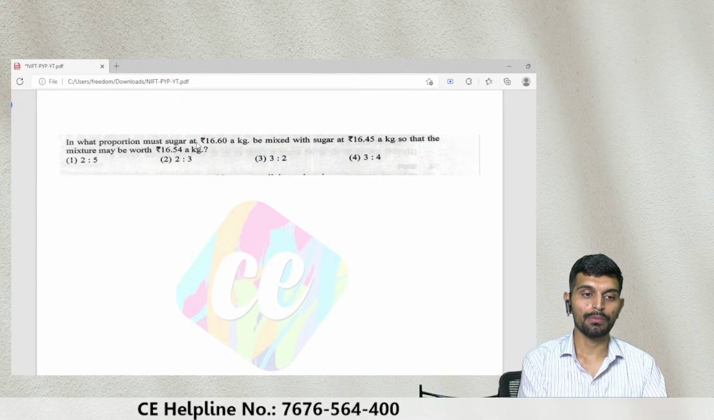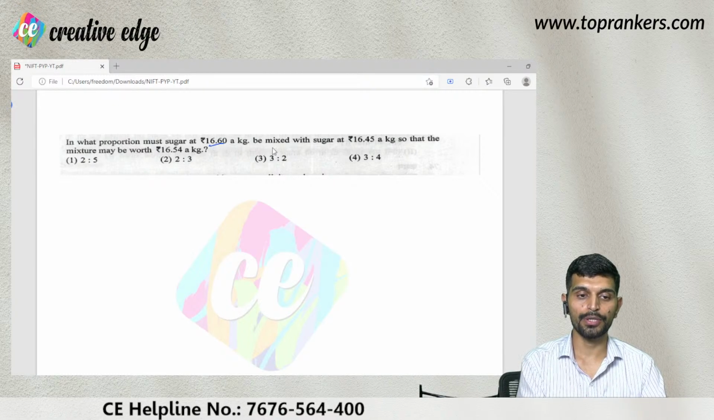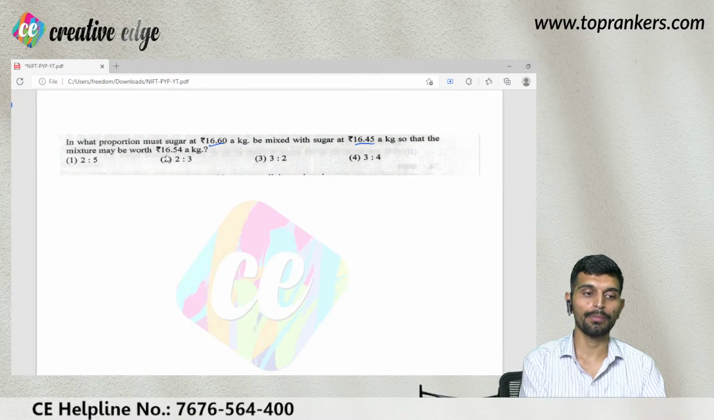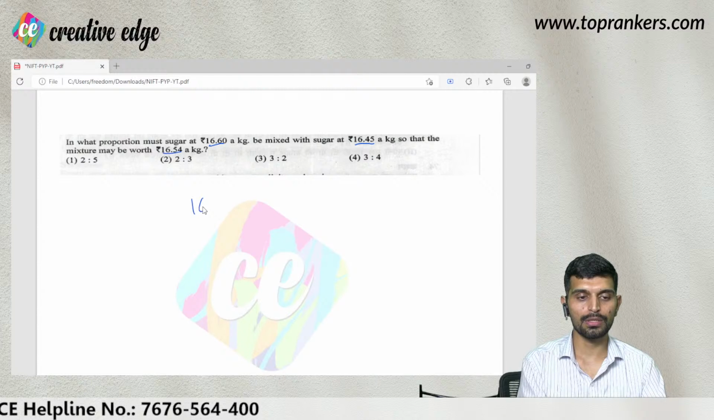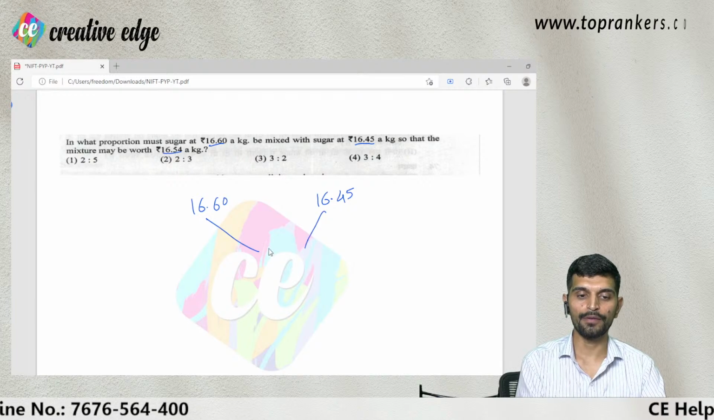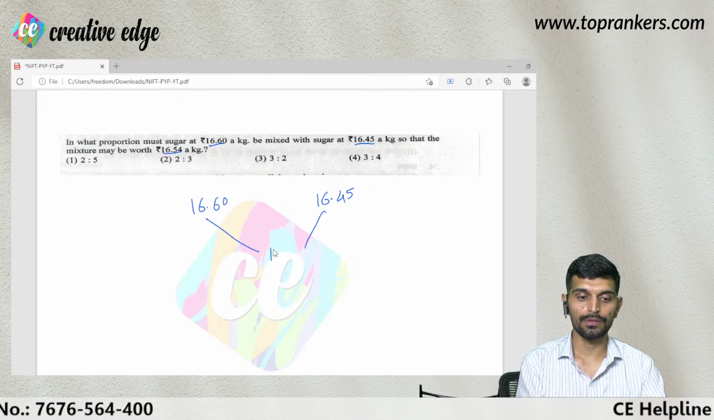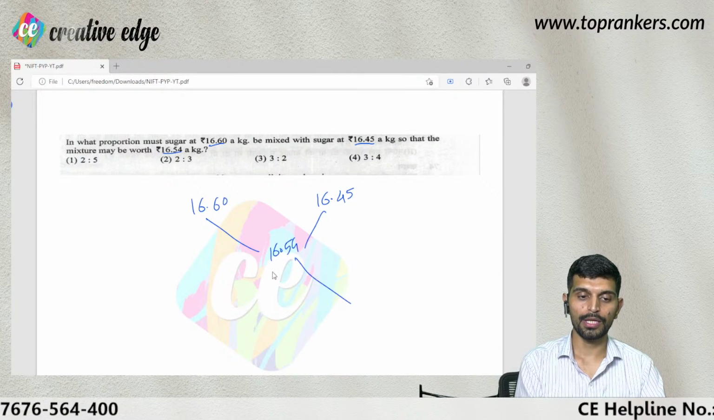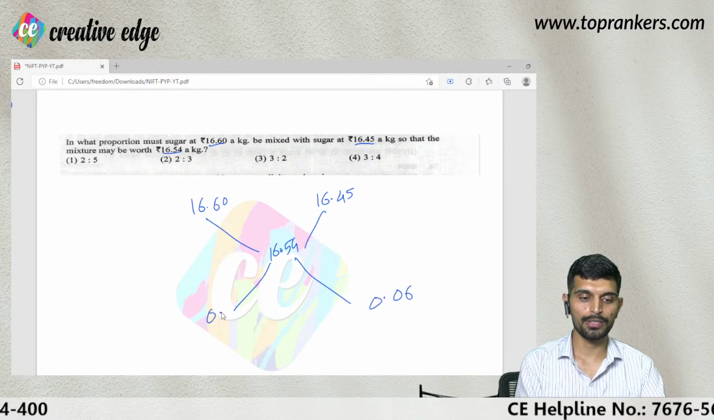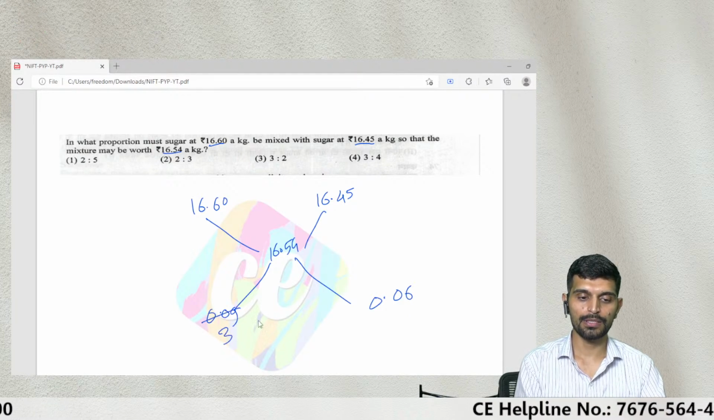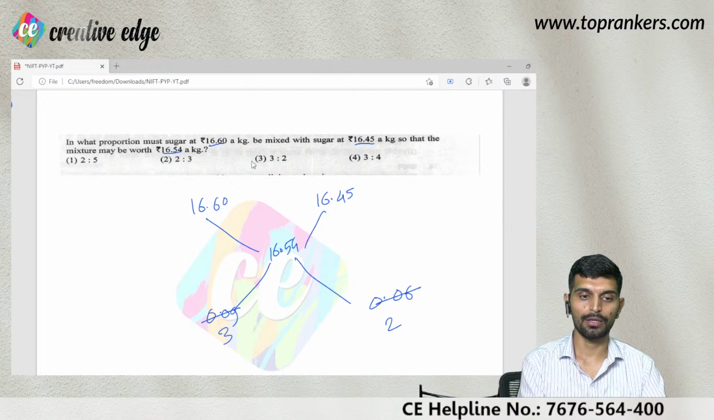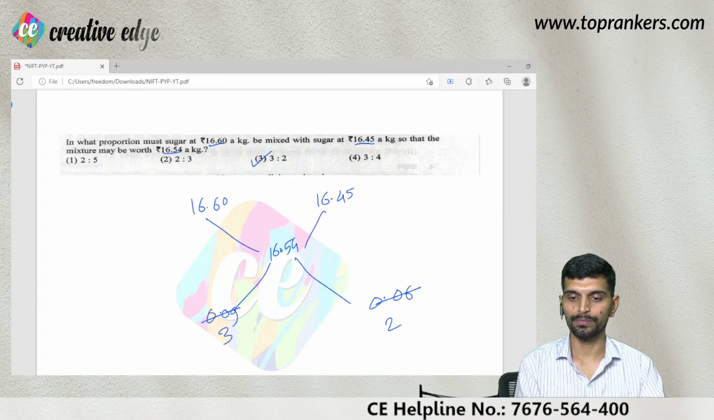In what proportion must sugar at 16.6 per kg be mixed with sugar at 16.45 so that the mixture may be worth the given price? So this is a pure case of alligation. You have individual values as well as the average value. So take the difference of these two. This is 0.06 and this is 0.09. So if we simplify, this is 3, this is 2. So the ratio should be 3:2, right? The ratio should be 3:2.